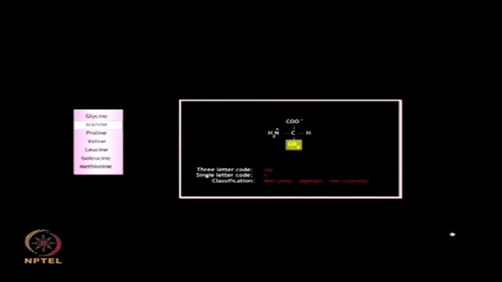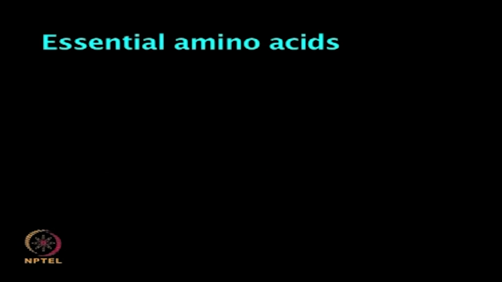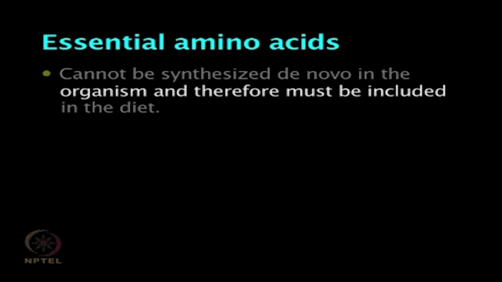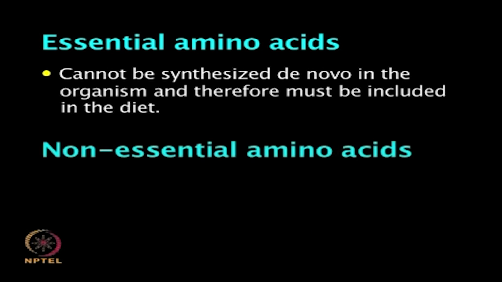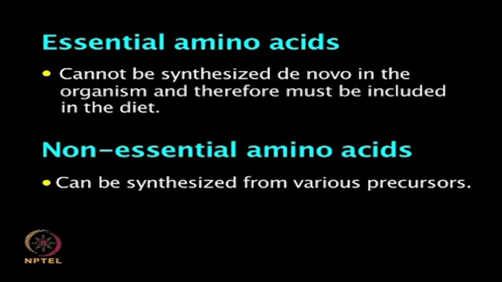Amino acids having non-polar aliphatic side chains include glycine, alanine, proline, valine, leucine, isoleucine and methionine. Essential amino acids are those that cannot be synthesized de novo in the organism and therefore must be included in the diet. Non-essential amino acids, on the other hand, can be synthesized from various precursors.